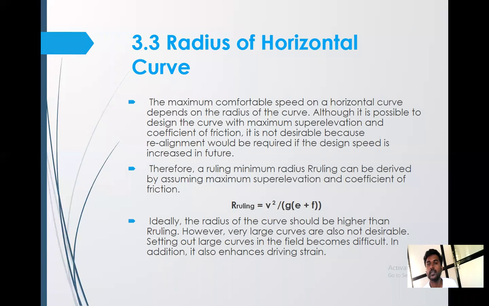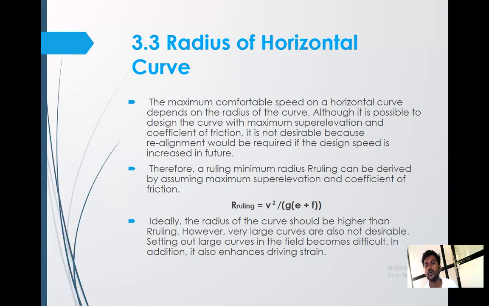Now, what is meant by ruling radius? Whenever we are designing the radius by assuming the maximum super elevation and coefficient of friction, at that time that radius is known as ruling radius. Ideally, the radius of the curve should be higher than the ruling radius. However, very large curves are also not desirable. Setting out the large curves in the field becomes difficult. In addition, it also enhances the driving strength. Okay, whenever we are designing the horizontal curve, it is desirable to provide the radius higher than the ruling radius.